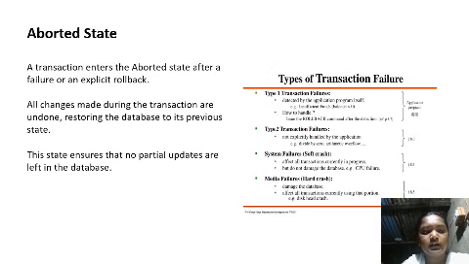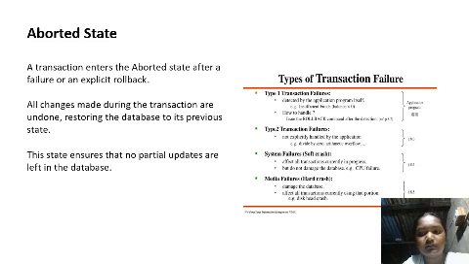Aborted state. A transaction enters the aborted state after a failure or an explicit rollback. All changes made during the transaction are undone, restoring the database to its previous state. This state ensures that no partial updates are left in the database.